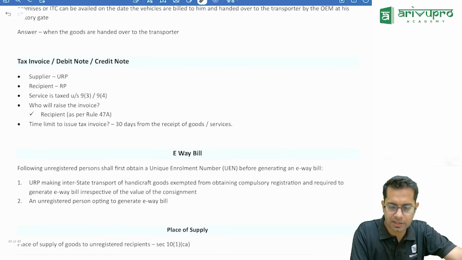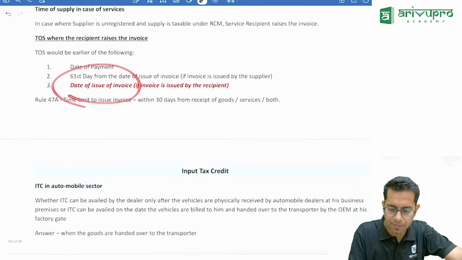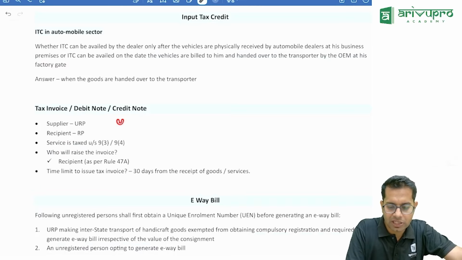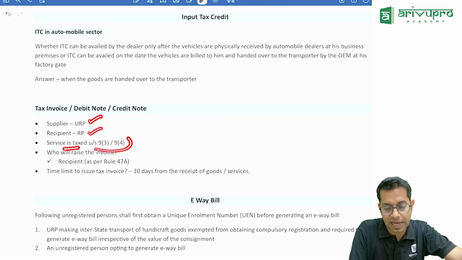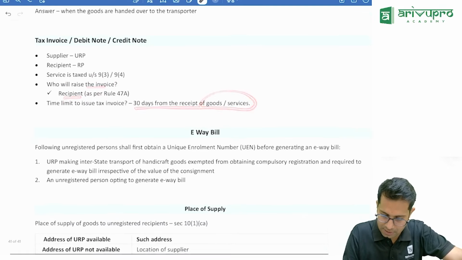Now, this point is with respect to this RCM point. Section 47A has been added, which says if the supplier is an unregistered person, the recipient is a registered person, and the services are taxed under 9(3) or 9(4), which is nothing but reverse charge, the recipient has to raise the invoice within 30 days from the date of receipt of goods or services.